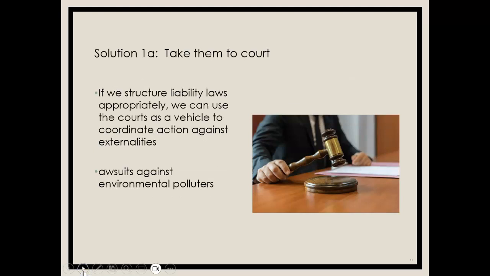Okay, here's sort of a corollary to the Coase theorem, that we can use the court system. Somebody produces negative externalities, take them to court. If we structure liability laws appropriately, we can use the courts as a vehicle to coordinate action against externalities. For example, lawsuits against private polluters, or you can even use nuisance laws to sue your neighbor for producing noise or other problems.